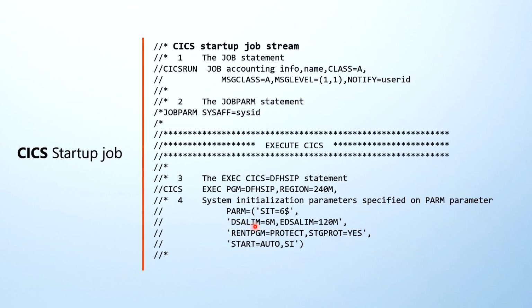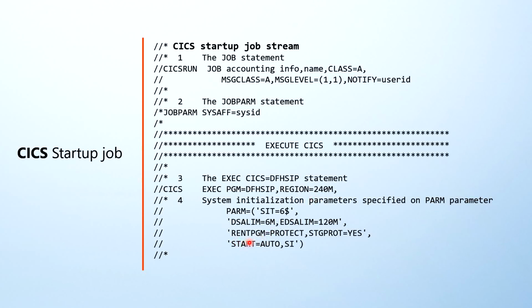As we discussed, it is the CICS DSA amount of storage which is below the line, that is 24-bit storage. Here they have mentioned it as 6 meg, and the EDSALIM talks about the amount of storage above the line, that is the 31-bit storage. They have mentioned it as 120. If you see, this 120 meg is well within the range of the region equal to 240 meg. Okay, so we are good.